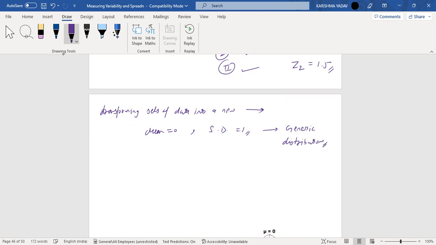Now, this generic distribution is used to compare the data sets. Standard scores effectively transform your data so that it fits this model while making sure it keeps the same basic shape. This is how we standardize the data set. If we have this type of data, this is the mean and this is my standard deviation, sigma. So when we compare two sets of data, we compare them by the use of the generic distribution. In this case, mu is 0 and the standard deviation is 1.